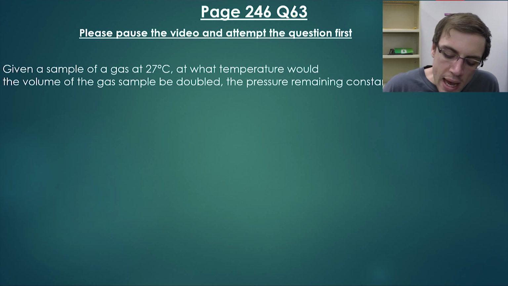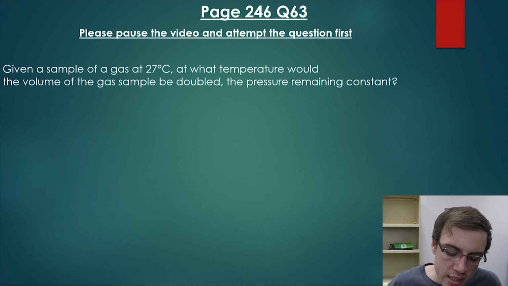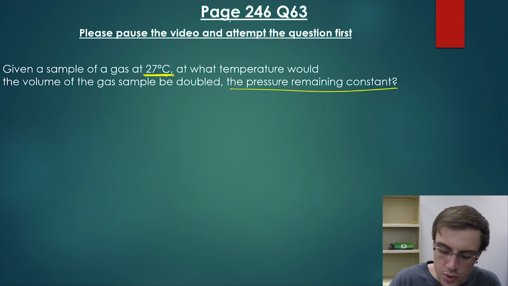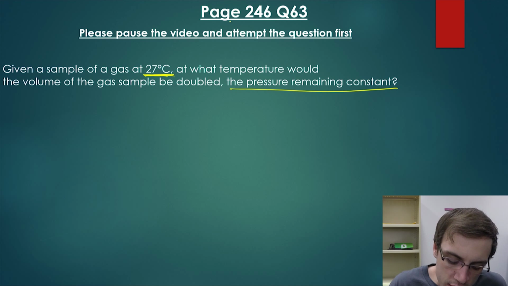Okay, so looking now at question 63, page 246. Given a sample of gas at 27 degrees, so I'm going to underline that, and already that's catching my attention because this is Celsius. At what temperature would the volume of the gas sample be doubled with the pressure remaining constant? Okay, so this is interesting. At what temperature would the volume of the gas be doubled?